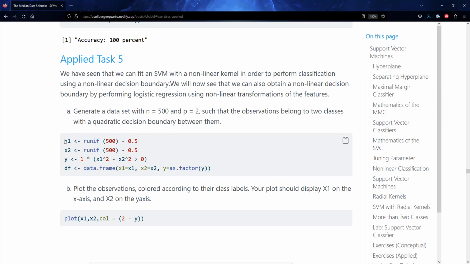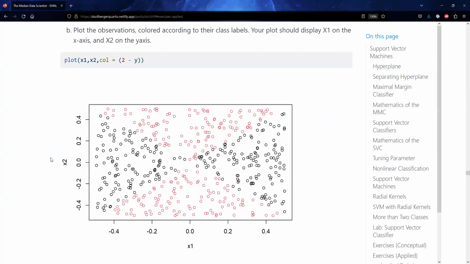The textbook also gives us this code to do so. So we have that quadratic decision boundary there. And when you plot everything, oh, this is the situation that we're dealing with. And you may recall from a math class that the boundary is the equation of a hyperbola.